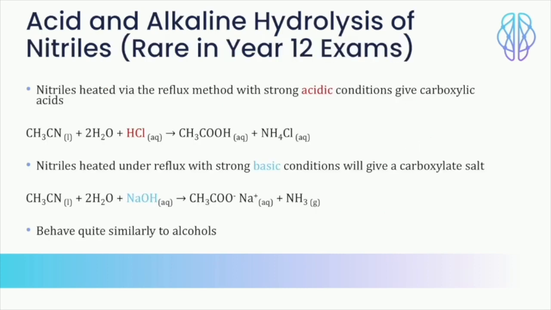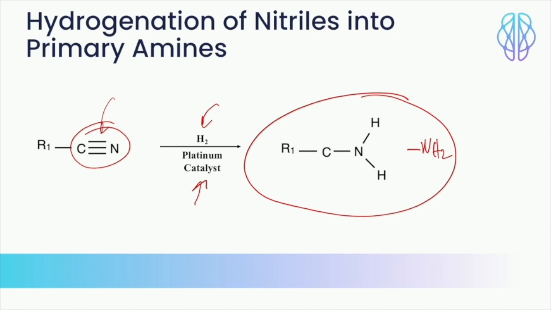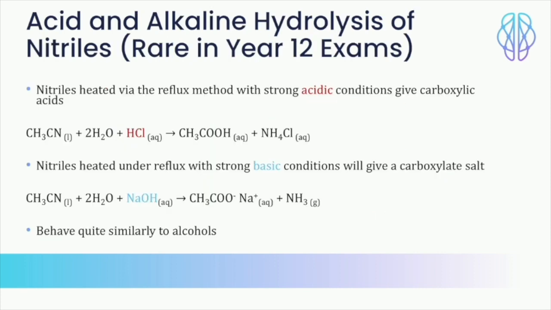So the last reaction we're going to go over is acidic and alkaline hydrolysis reactions of nitriles. It's very rare that you're going to come across these in your year 12 exams. If you do get a reaction on nitriles, it's probably going to be your hydrogenation reaction. However, we will cover these reactions just to cover all our bases in the case that your teachers want to trip you up. So nitriles heated by reflux in a strong acidic condition, and that usually involves an inorganic acid such as hydrochloric, nitric or sulfuric acid will give you carboxylic acid. So that's just another way you can form carboxylic acids.